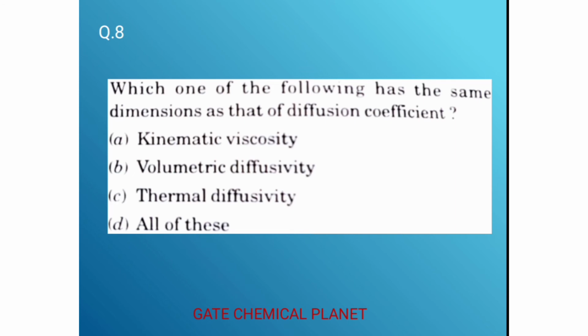Which one of the following has the same dimension as that of diffusion coefficient? The kinematic viscosity, the volumetric diffusivity, or the thermal diffusivity, or all of these? So the answer for this question is all of these, because the kinematic viscosity, the volumetric diffusivity, and the thermal diffusivity have the same dimension as that of diffusion coefficient. So option D is correct for this question.